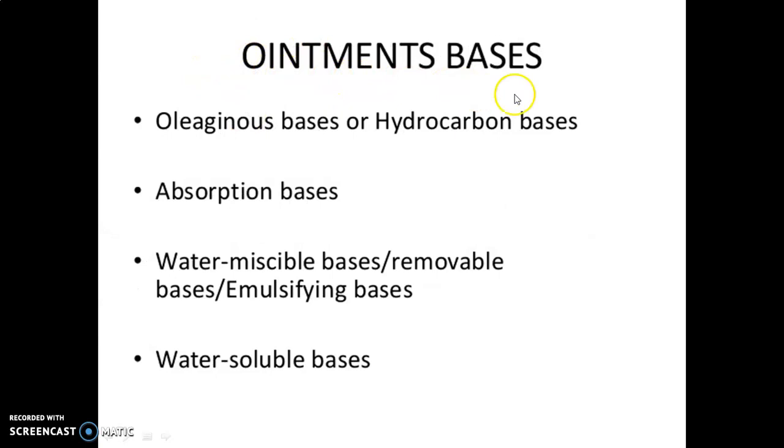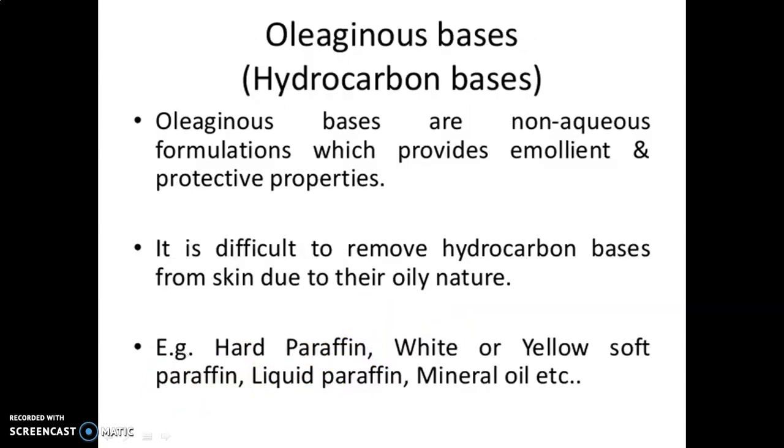Then ointment bases. There are a total of 4 types of ointment bases, which are as follows. First one, oleaginous bases, also called hydrocarbon bases. Second one, absorption bases. Third one, water-miscible bases, also called removable bases or emulsifying bases. And fourth one, water-soluble bases. So let's see the first type, that is oleaginous bases, meaning hydrocarbon bases.